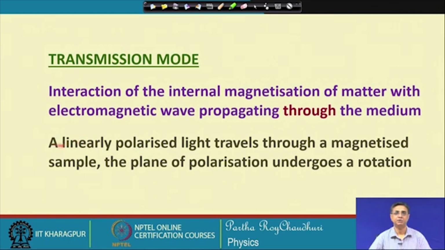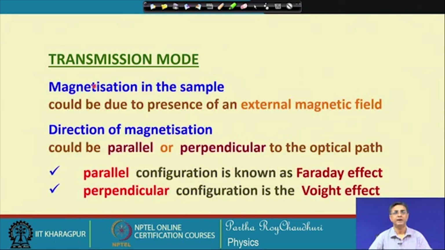As a result, the light beam which is propagating through this is also changed in terms of its polarization. When a linearly polarized light wave travels through a magnetized sample, the plane of polarization undergoes a rotation. This is precisely the magneto-optic effect. Magnetization in the sample could be due to the presence of an external magnetic field, or it could be because of its internal magnetization. The direction of magnetization could be parallel or perpendicular to the optical path. So, these are the conditions for the transmission mode of the magneto-optic effect.